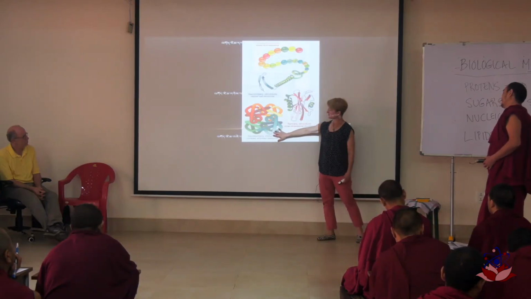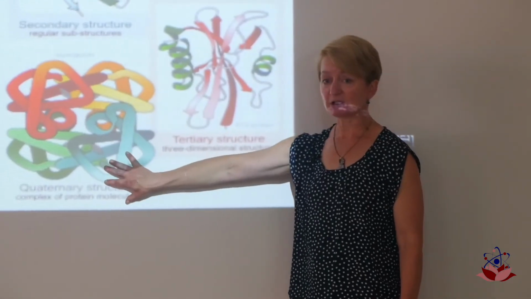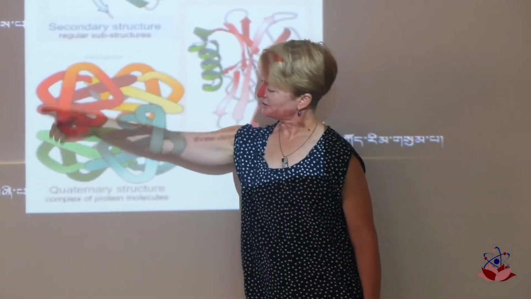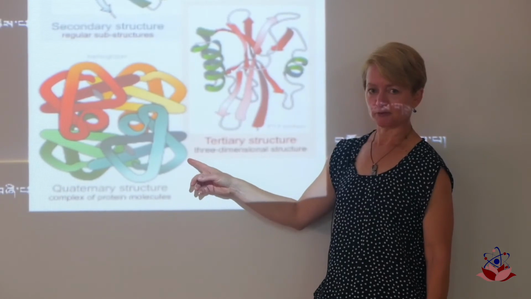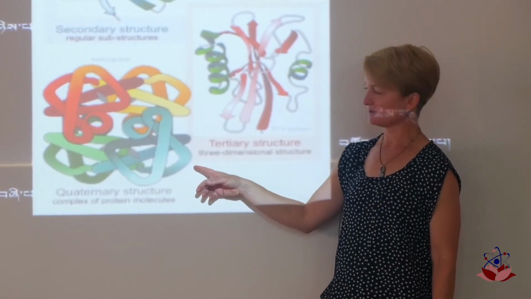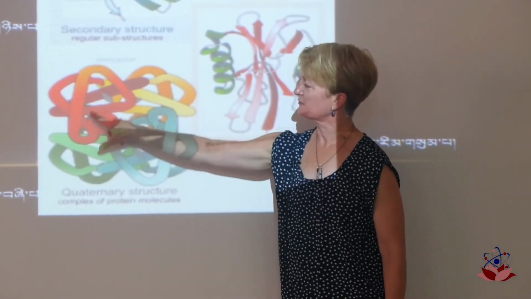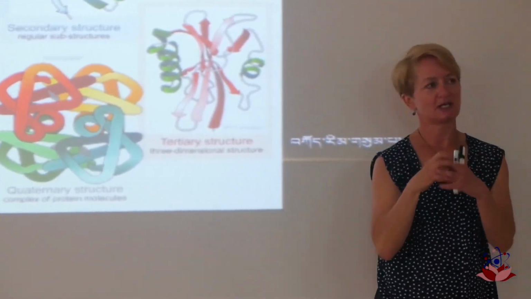And sometimes there are really large proteins like hemoglobin. So this is an image of the hemoglobin molecule that's in your red blood cells. It's actually 4 different proteins joined together.